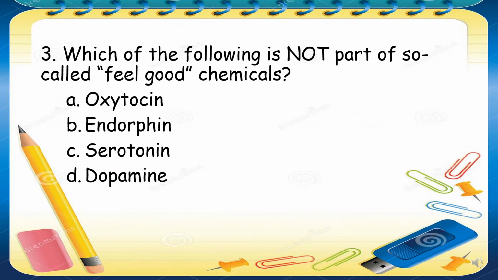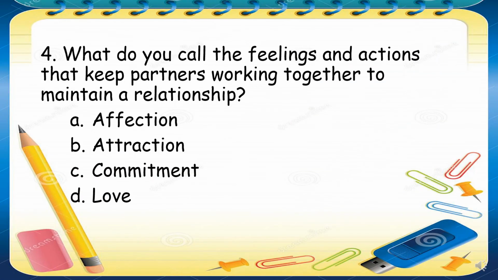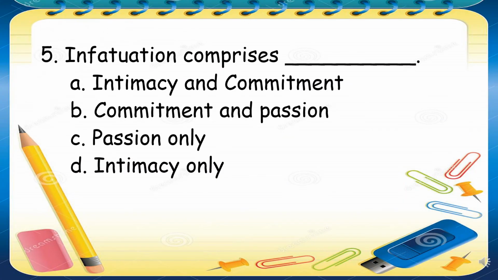3. Which of the following is not part of so-called feel-good chemicals? A. Oxytocin. B. Endorphin. C. Serotonin. D. Dopamine. 4. What do you call the feelings and action that keep partners working together to maintain a relationship? A. Affection. B. Attraction. C. Commitment. D. Love.